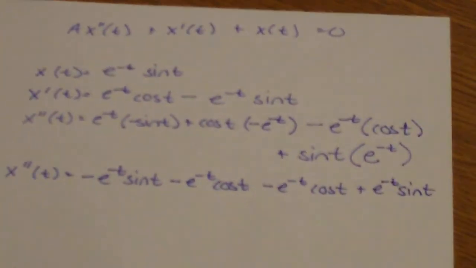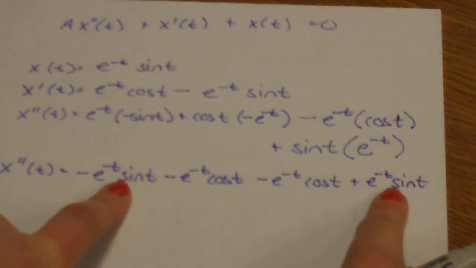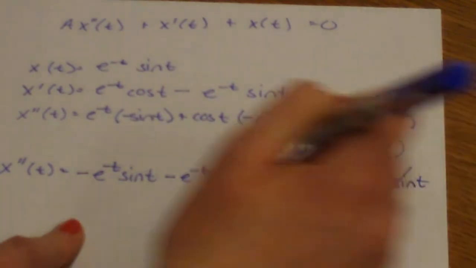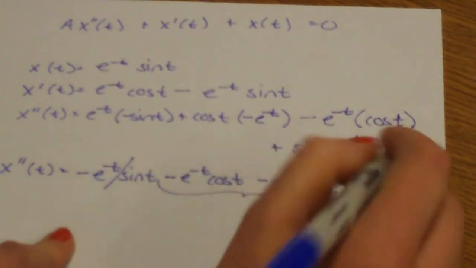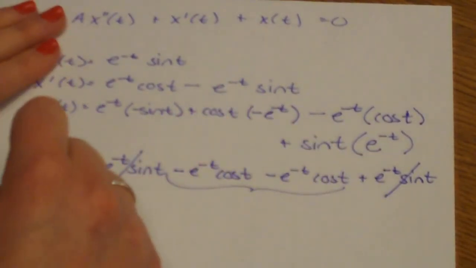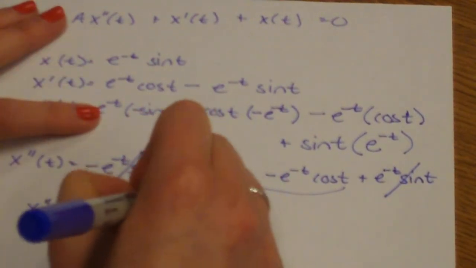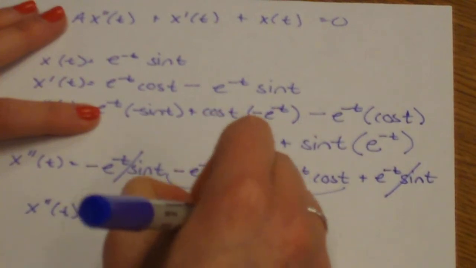It looks like a mess, but look at how much stuff cancels out. I have a negative e to the negative t sine t, and I have a positive e to the negative t sine t. Those cancel out, and then right here, those are like terms. They're both e to the negative t's and cosines. So x double prime of t is equal to negative 2 e to the negative t cosine t.